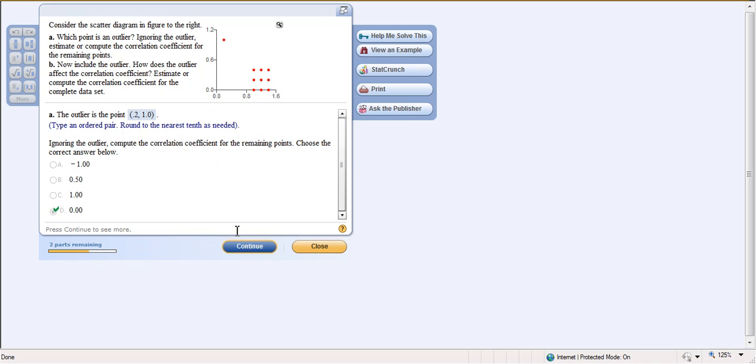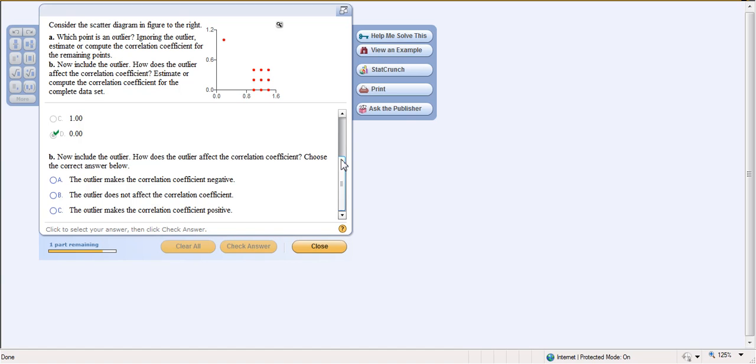So let's continue on. Now it says include the outlier. How does that affect the correlation coefficient? Now with this point here, if I drew a line through that point and down through the middle of these, the line would be going down, so that means it's a negative correlation. So the outlier makes the correlation coefficient negative. Check the answer. Fantastic. We're going to move on.